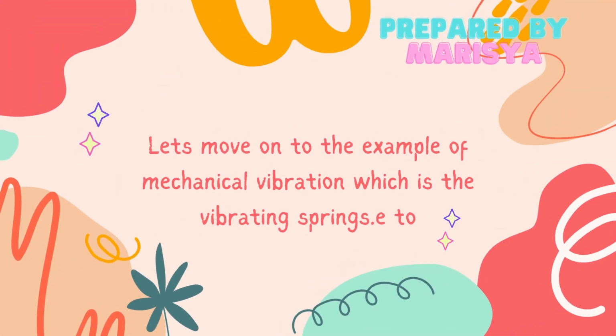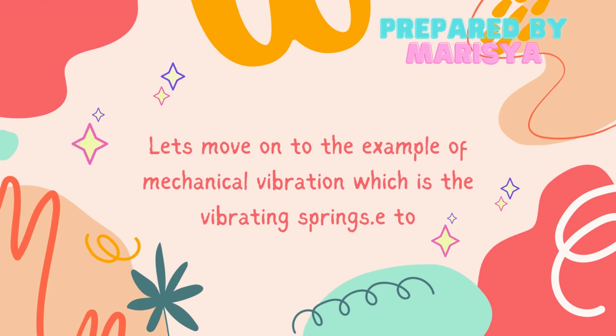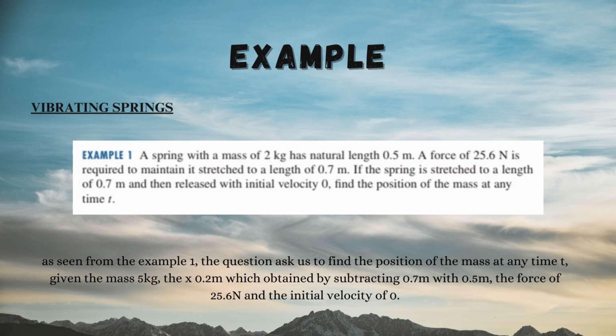Let's move on to the example of mechanical vibration, which is the vibrating springs. As seen from example 1, the question asks us to find the position of the mass at any time t, given the mass 5 kg, the x 0.2 meter, which is obtained by subtracting 0.5 meter from 0.7 meter, the force of 25.6 Newton, and the initial velocity of 0.